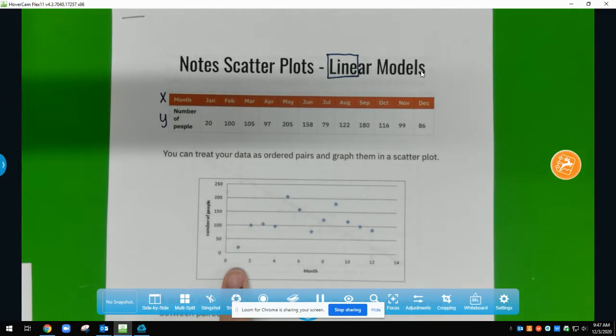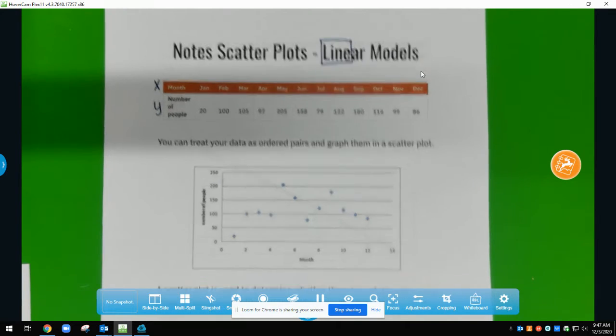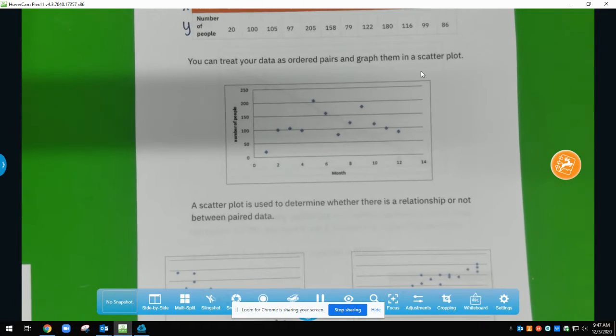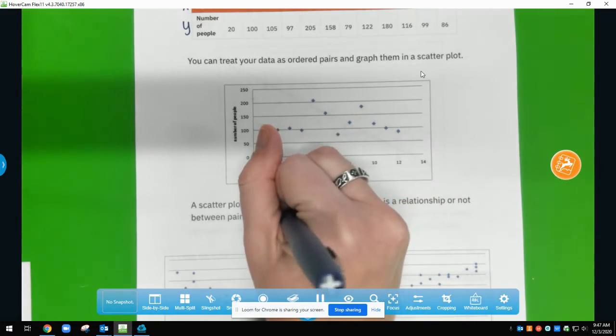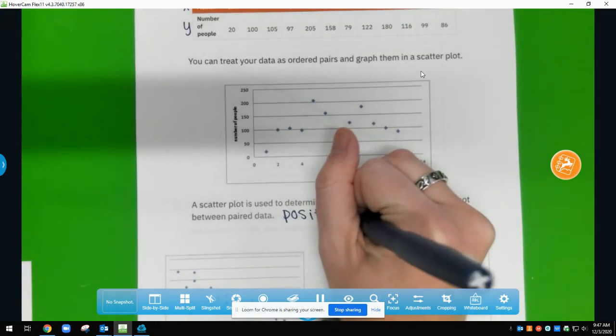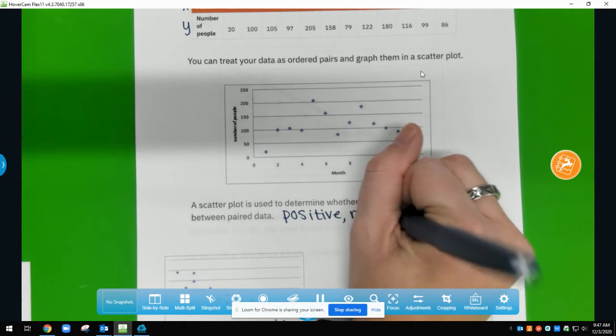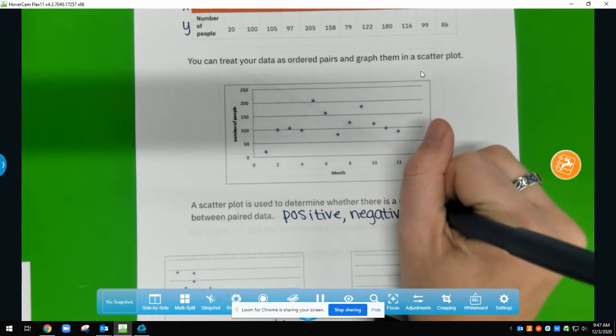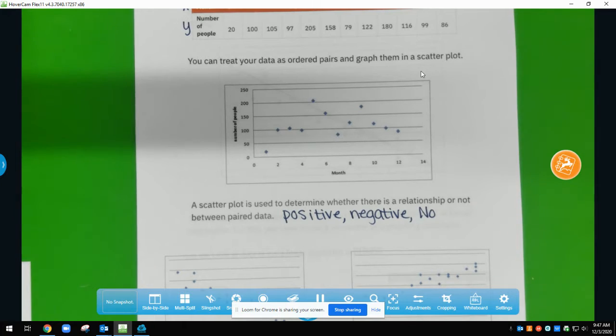Okay, so we graphed the months. When you have scatter plots, there are different correlations. So you can either have a positive correlation, a negative correlation, or no correlation at all.